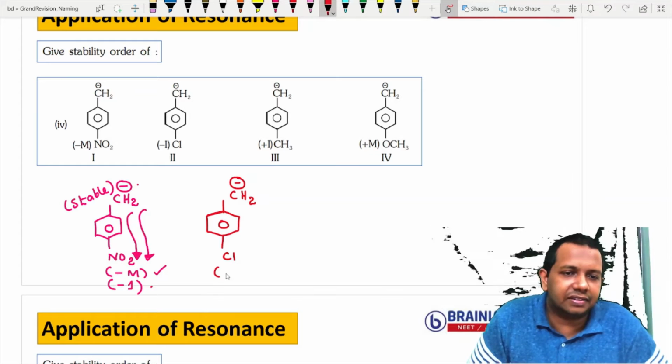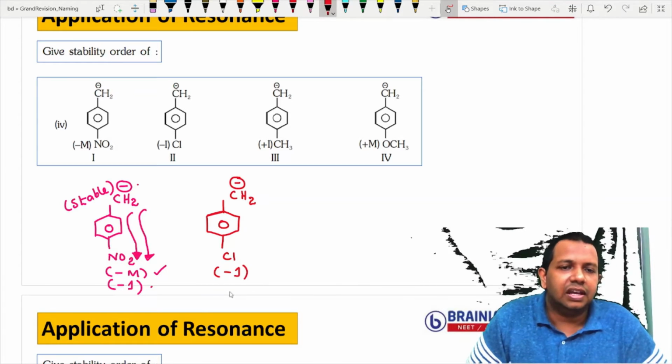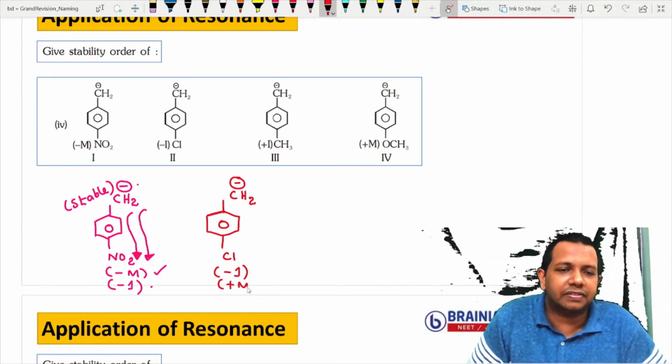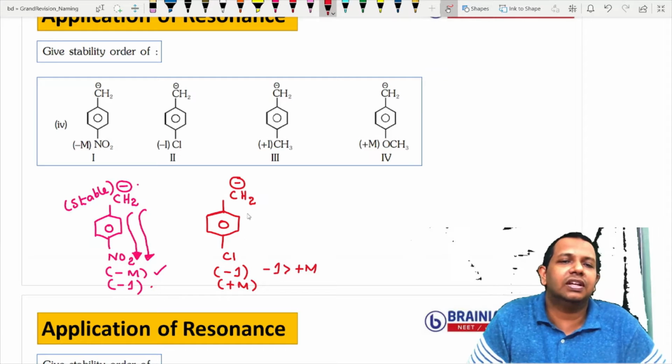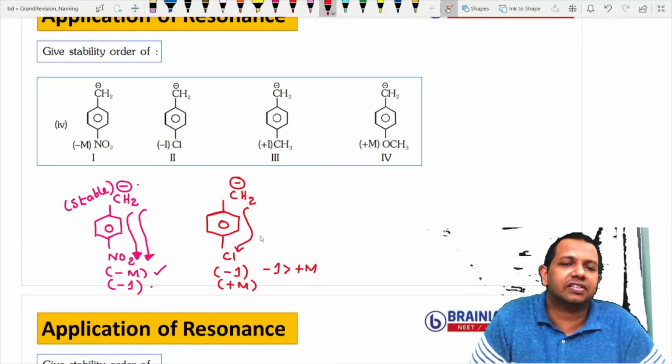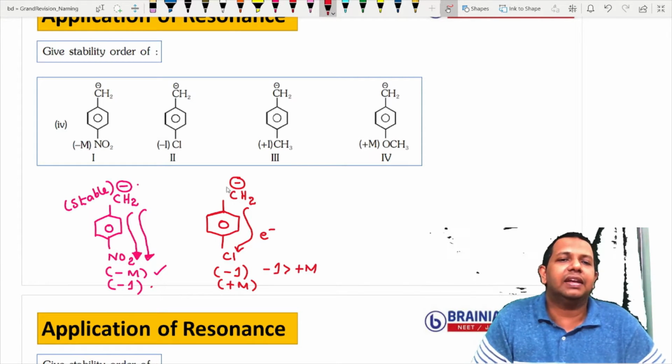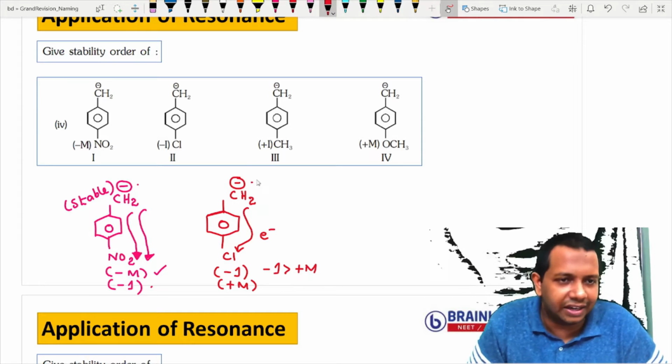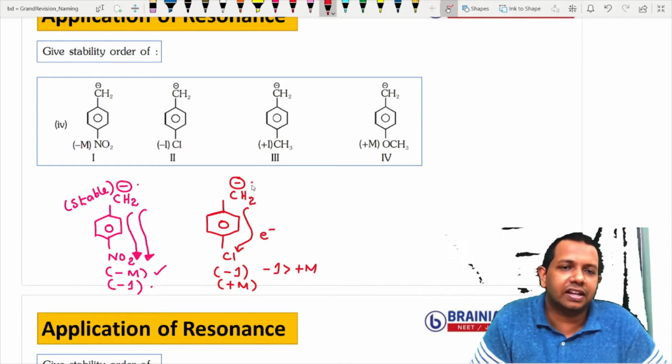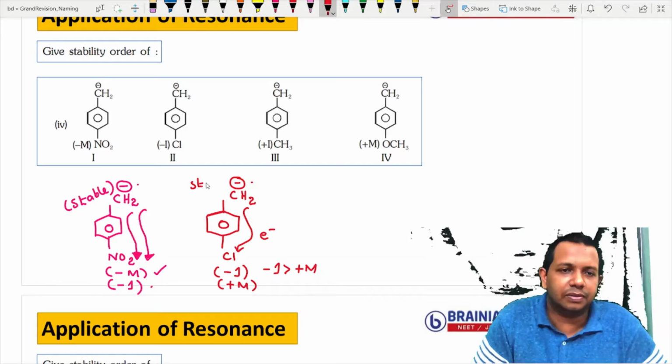Chlorine has minus I effect, we know that, and chlorine also has plus M effect. But we know in the case of halogen, minus I effect is dominant over plus M. So because of this, electrons will move in this direction most prominently, decreasing the charge density over here. If charge density decreases, this compound will become stable.